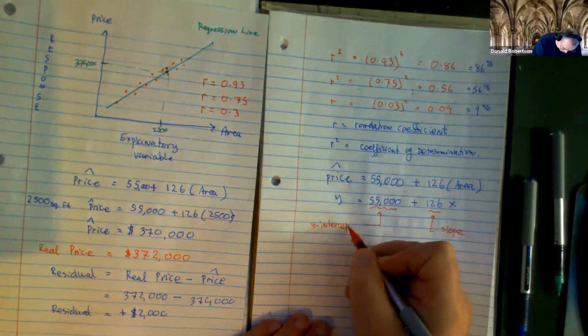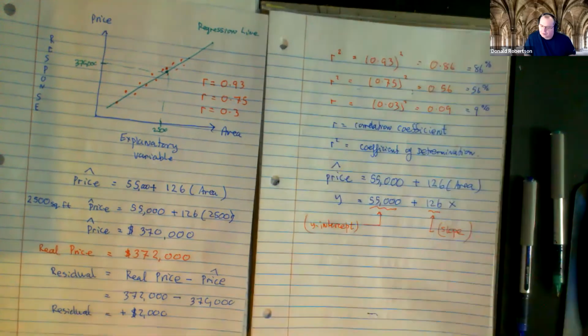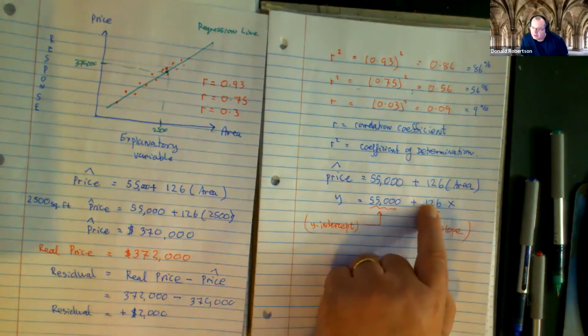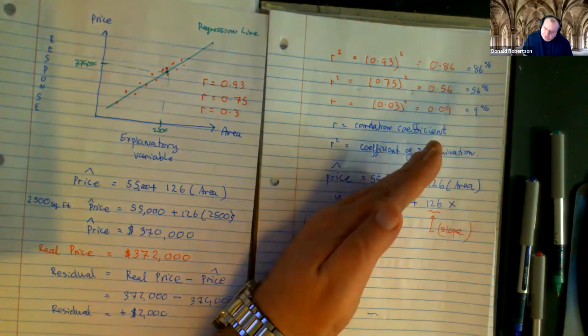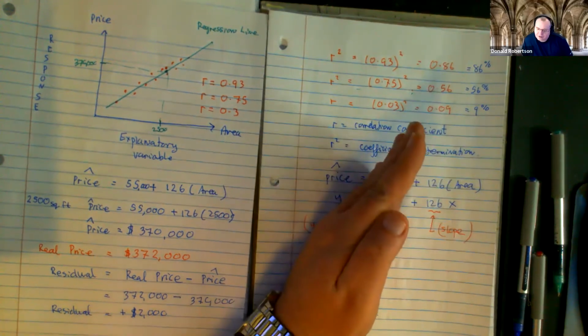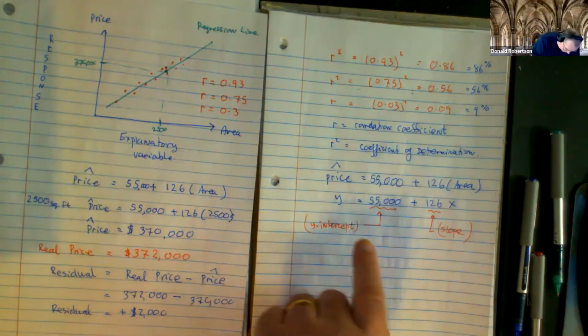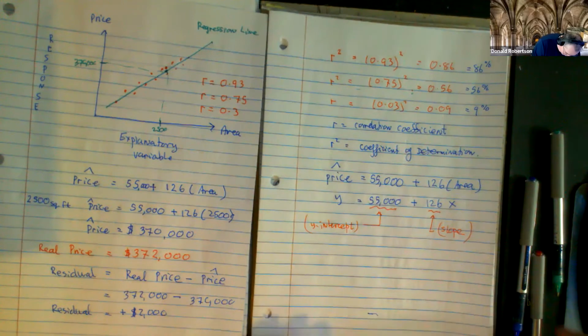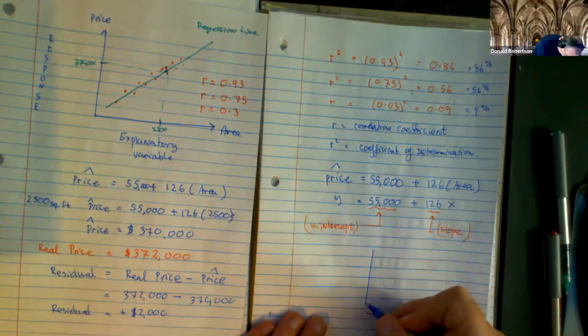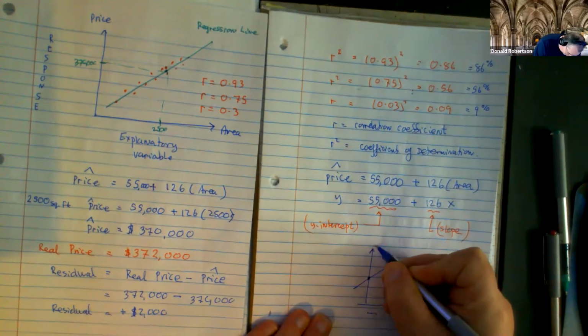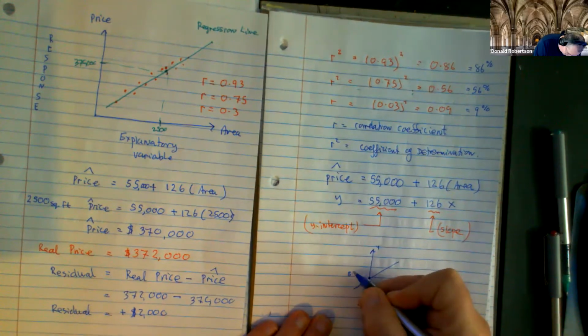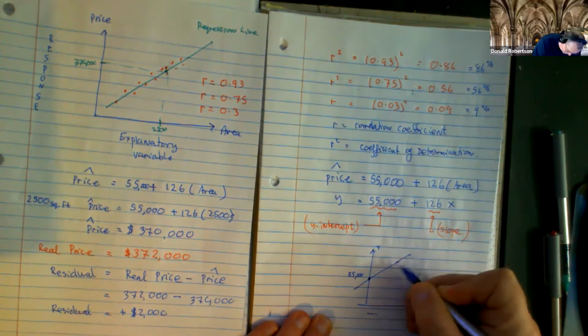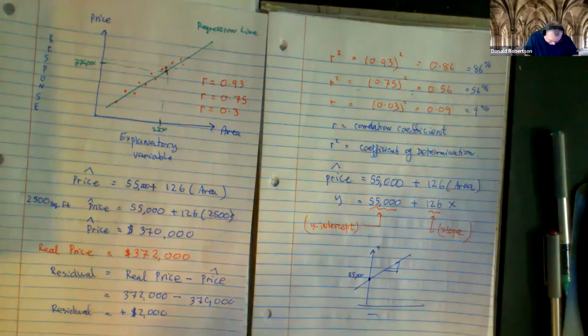Can you remember those two terms? Slope of a line, right? 126 would be really steep, right? It's rise over run. And y-intercept. So if you think about what that would look like, that number where it crosses the y-axis would be 55,000. And then the slope of the line, rise over run, would be 126.